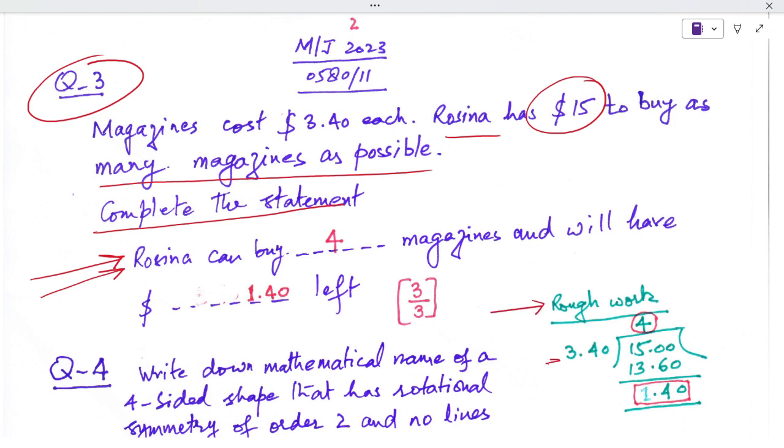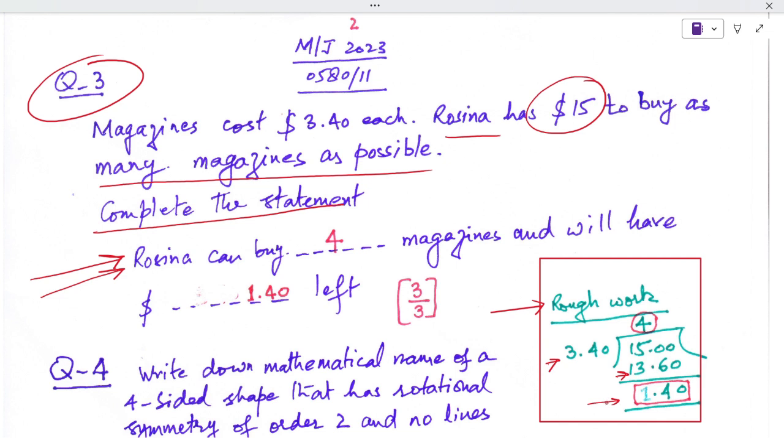I have done the rough work in green color, and when we multiply 3.40 with 4, we get 13.60, and subtracting 13.60 from 15, we are left with 1.40, which is less than 3.40, the cost of the magazine.